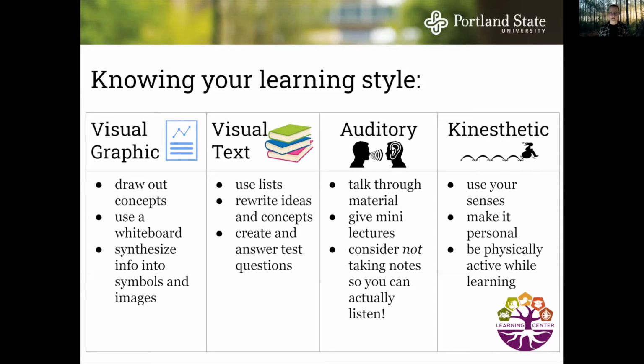If you're a visual text learner, that's really reading and writing, using lists, rewriting ideas and concepts, and creating and answering test questions, very similar to textbook study. Auditory could be talking through materials, even if that's reading it aloud to yourself, using text-to-speech features online to have your textbooks read to you, giving yourself a mini lecture. If you are an auditory learner and your classes are recorded, consider not taking notes while you're attending that lecture and just fully being present and listening, and then later going back to read that information.